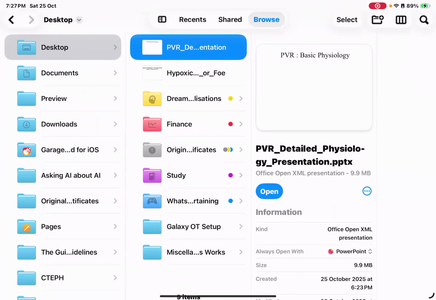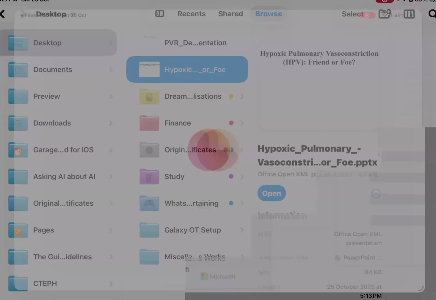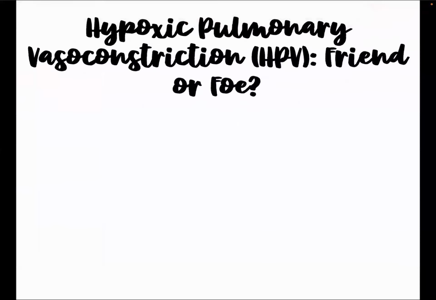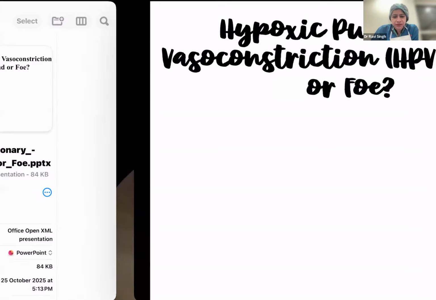I'll go into the HPV part. So coming to HPV, any questions, ma'am, or shall I proceed? Any question from anyone? Anything to re-explain? Can you re-explain that part, ma'am, please?